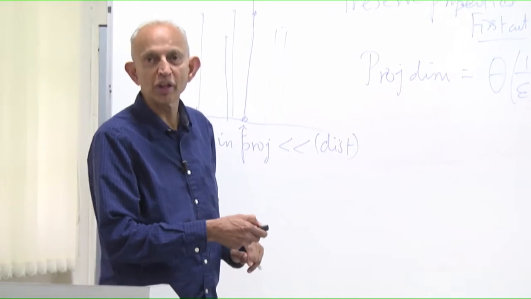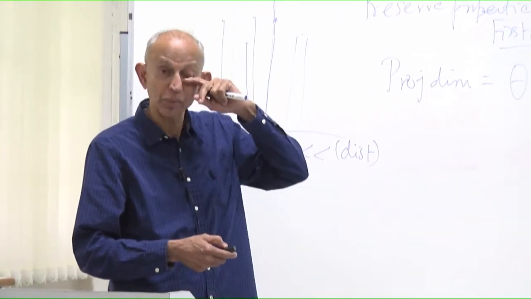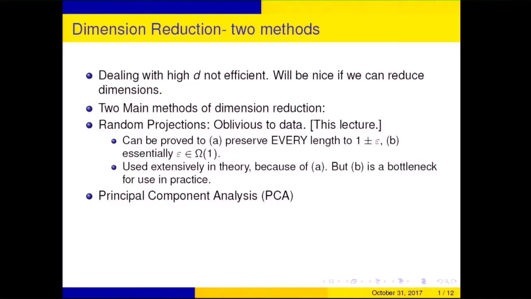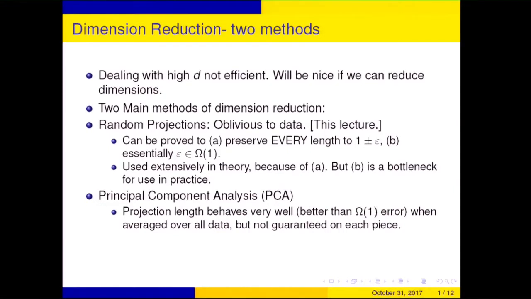Now, that's nice. In theory, we use it a lot, but there is another set of projections. There are globally essentially two general methods of projecting to reduce dimension. One is random projection. The other one is principal component analysis, which we'll also see in coming lectures. That has different properties. Projection length behaves very well, much better than the epsilon error, but only when averaged over data. So it's not true that for every pair of points the distances are preserved. It is true that on average the distances are preserved very well. So some pairs may behave badly.